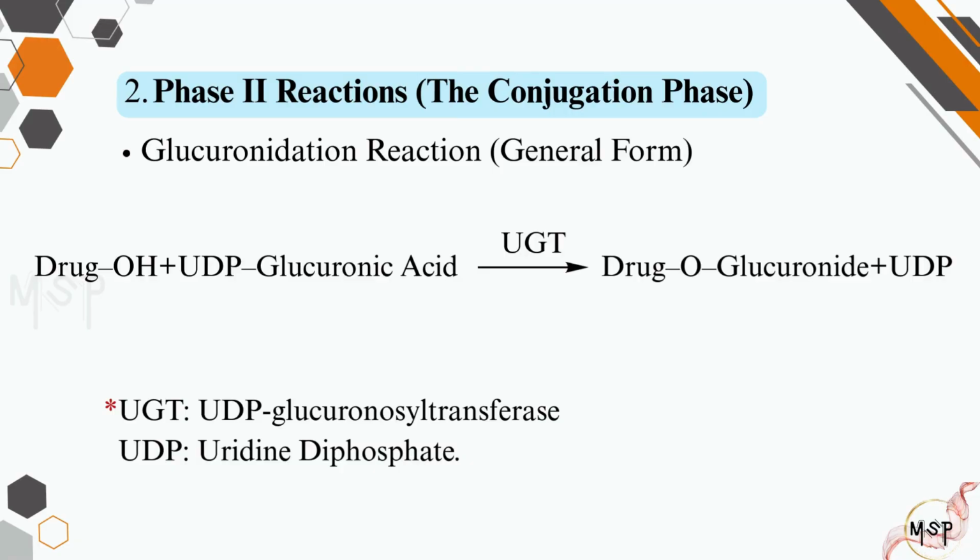Let's see a glucuronidation reaction. Drugs with OH groups react with UDP glucuronic acid in the liver. The UGT enzyme attaches glucuronic acid to the drug, forming the drug O-glucuronide.